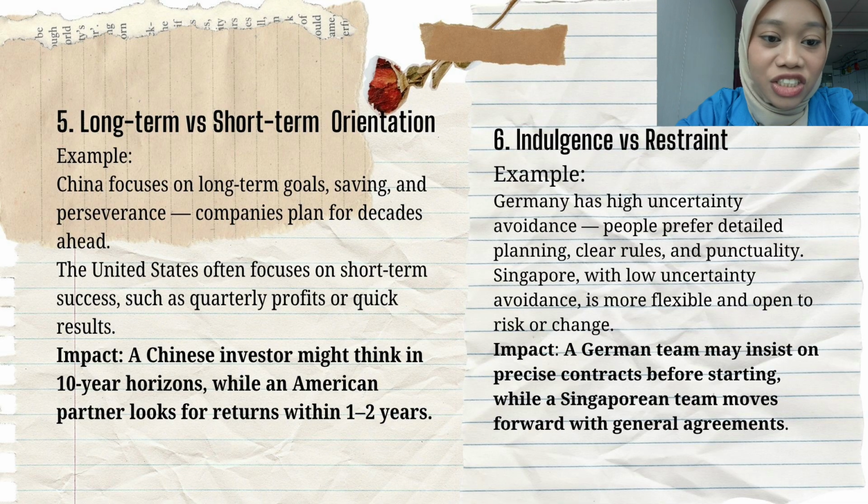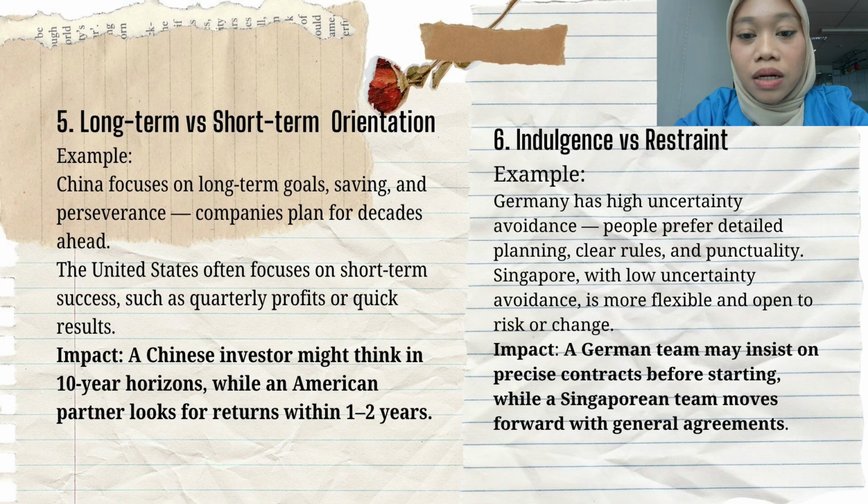Number five is long-term versus short-term orientation. The example is China, which focuses on long-term goals, saving, and perseverance. Companies plan for decades ahead. The United States often focuses on short-term success, such as quarterly profits or quick results. The impact: a Chinese investor might think in 10-year horizons, while an American partner looks for returns within 1 to 2 years. Number six, indulgence and restraint.